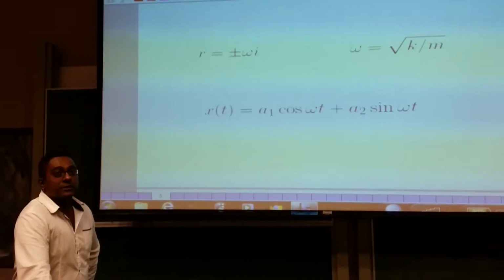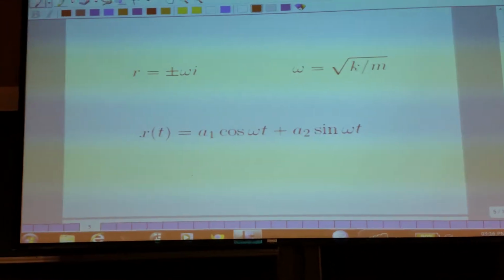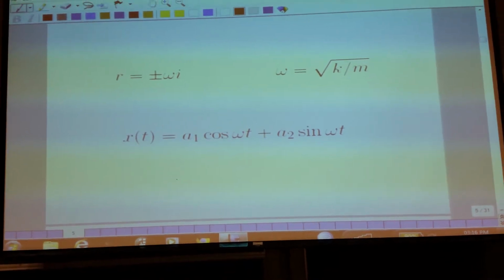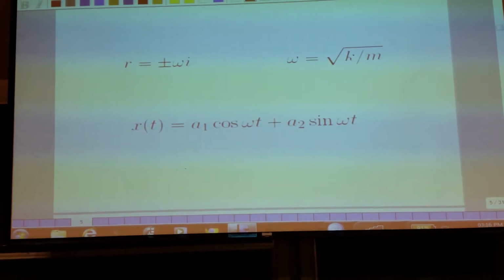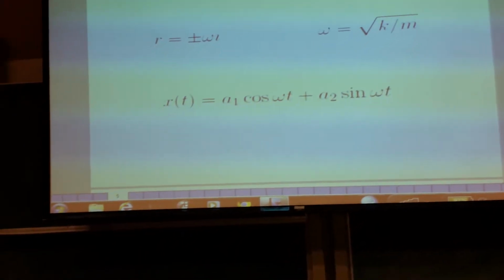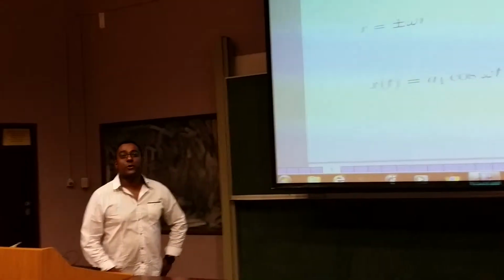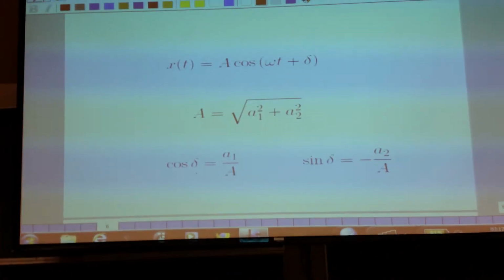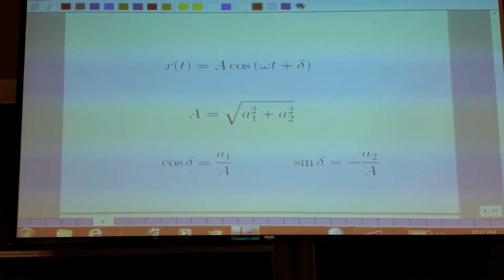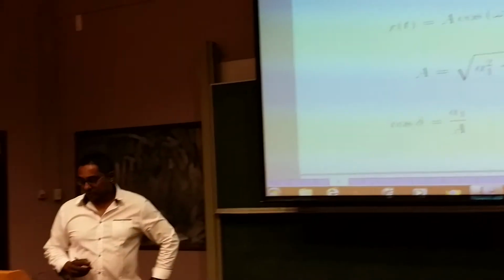If you had to write out x of t, the position of that mass piece at any point in time, it's given by a1 cos omega t plus a2 sine omega t, which from observation we would infer to be sinusoidal in behavior. The constants a1 and a2 are determined by the boundary conditions, or what we will call the initial values. Furthermore, we can write the position as a cos of omega t plus delta, where many of you would know that a is the amplitude of the oscillation, and delta is the phase.